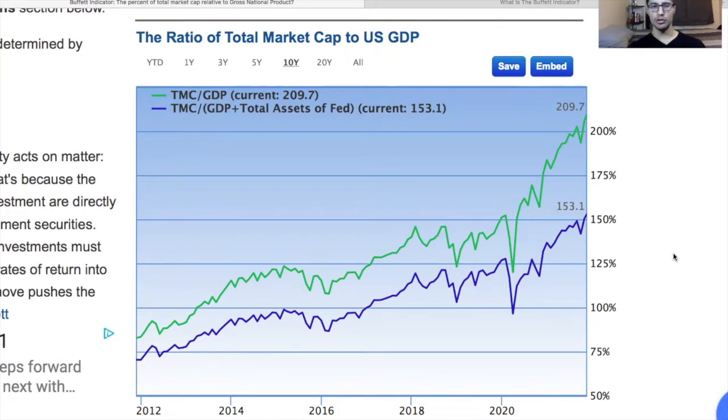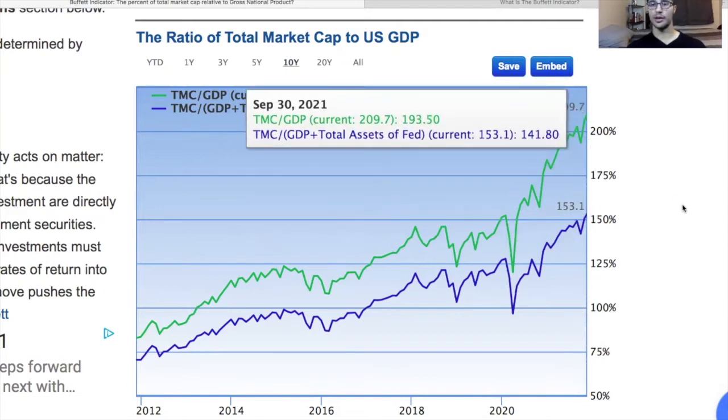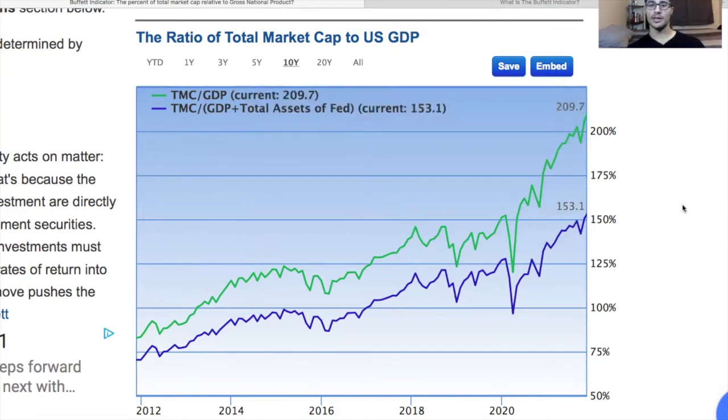And this blue line right here is the adjusted figure that also adds to the denominator the total assets of the Federal Reserve. And so this is the total market cap, the total US stock market, divided by gross domestic product plus all the assets on the Federal Reserve balance sheet. This is currently at 153.1%, which is also a high on this chart. So both of these figures are going up, but one figure is discounted a bit given the intervention of the Federal Reserve.